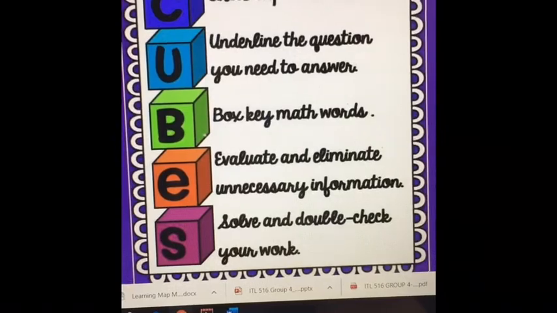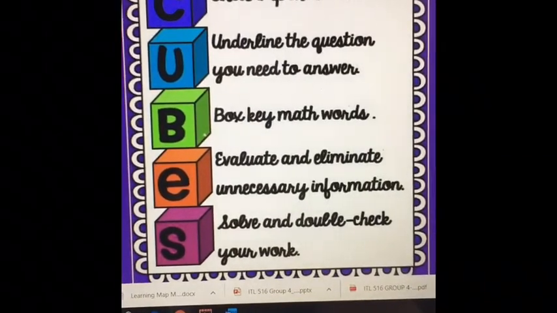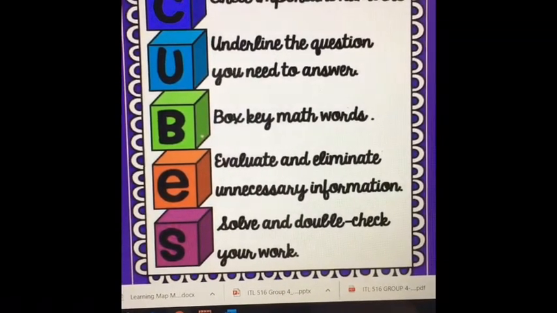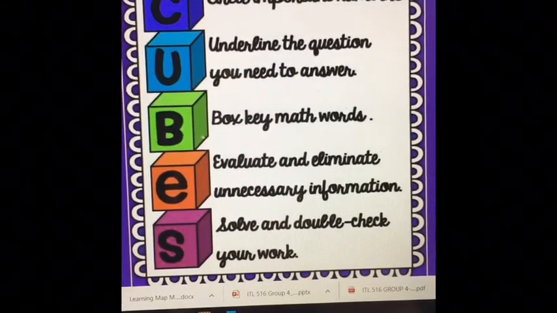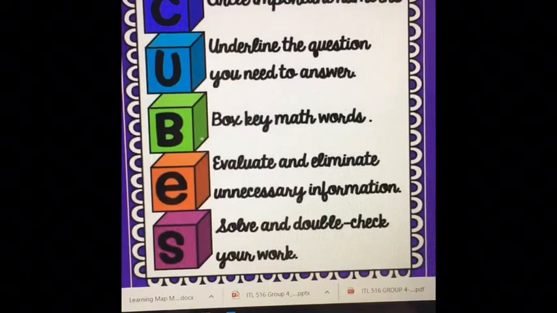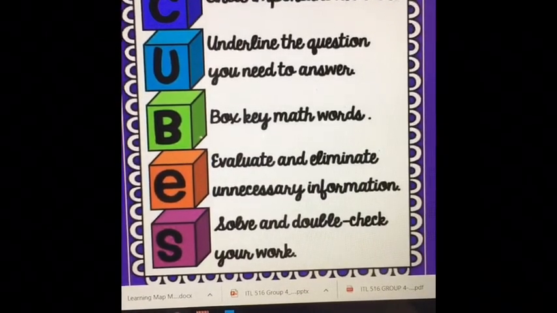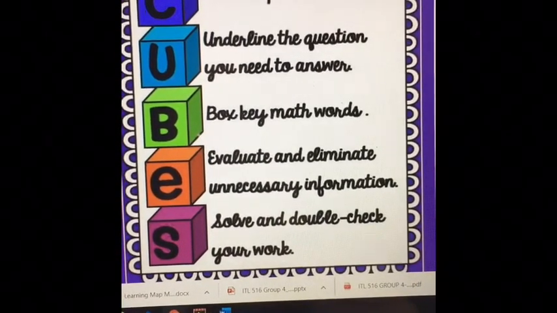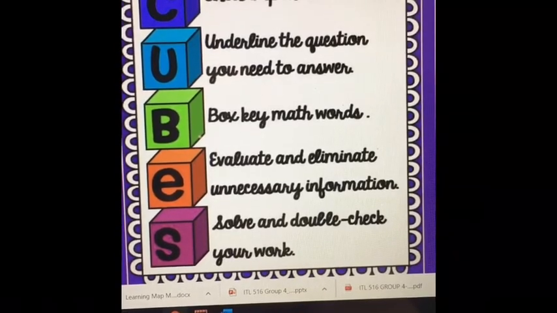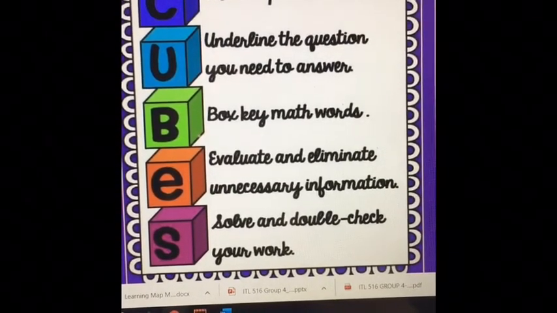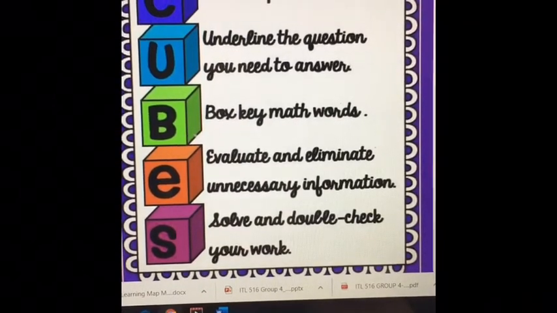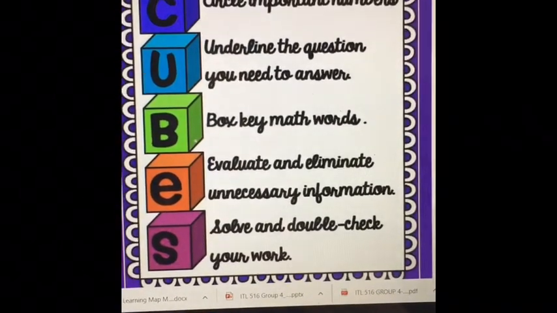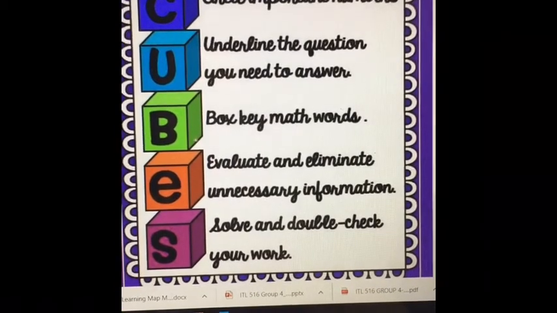For CUBE, when we encounter a word problem, we need to circle important numbers, underline the question you need to answer, box key math words, evaluate and eliminate unnecessary information, solve and double check your work. If we use these strategies, it's going to be a lot easier to help us understand the word problem.